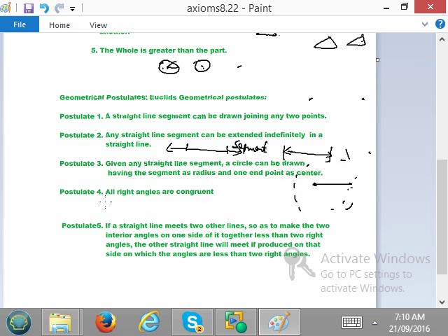Next, postulate number 4 is: all right angles are congruent. I may have a small right angle, it can be bigger. But this angle is a right angle, 90 degrees. This angle is the same. All right angles are congruent. Congruent means equal.